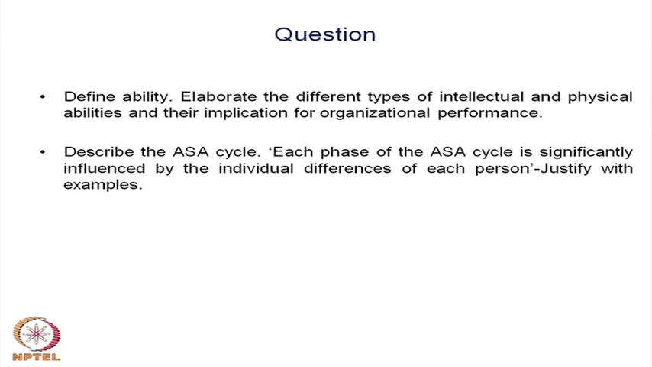performance. Based on this, we come to some questions at the end of this session: define ability; elaborate the different types of intellectual and physical abilities and their implications for organizational performance; describe the attraction, selection and attrition cycle. Each phase of the cycle is significantly influenced by the individual differences of each person. Justify with examples. Thank you.